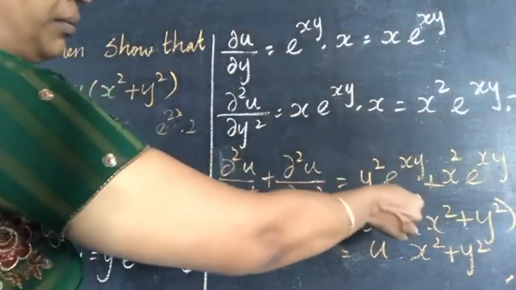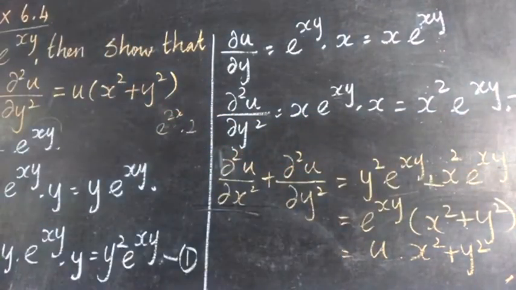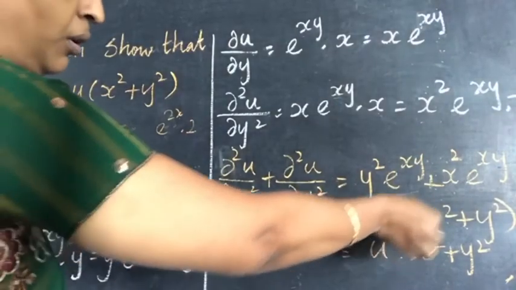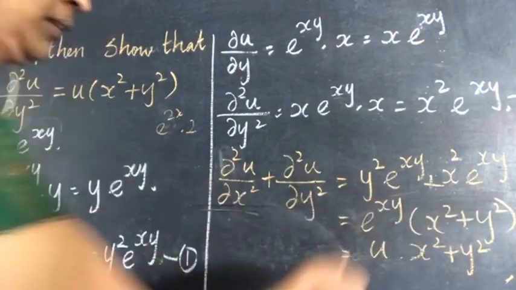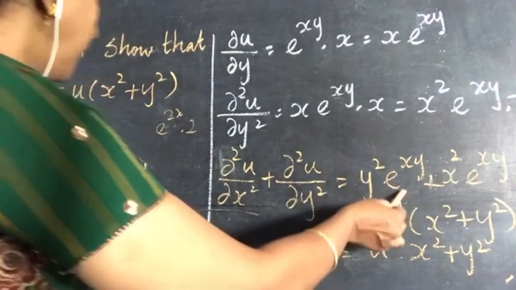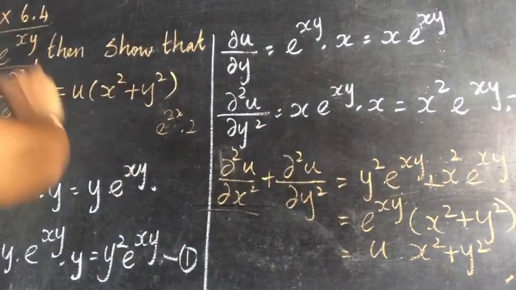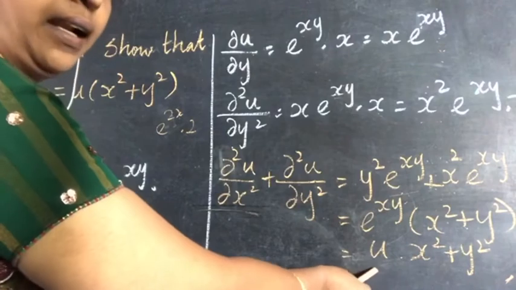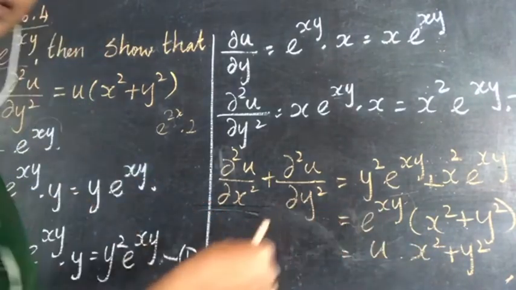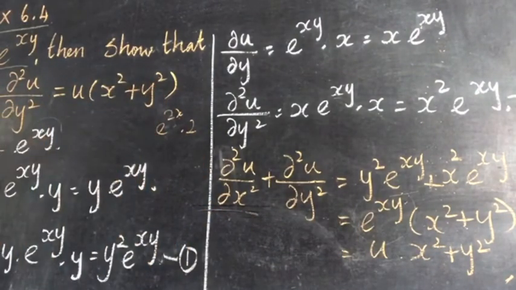While adding this, we can take e^(xy) as common: e^(xy) into (x² plus y²). What is our e^(xy)? That is our u. So, instead of e^(xy), we can write u into (x² plus y²), and that is what we have to prove.